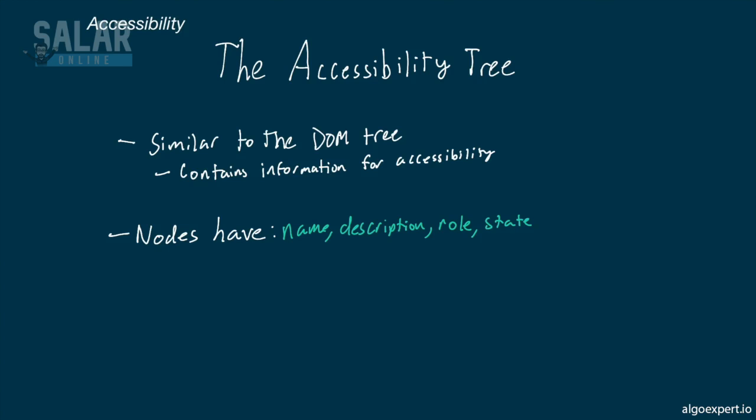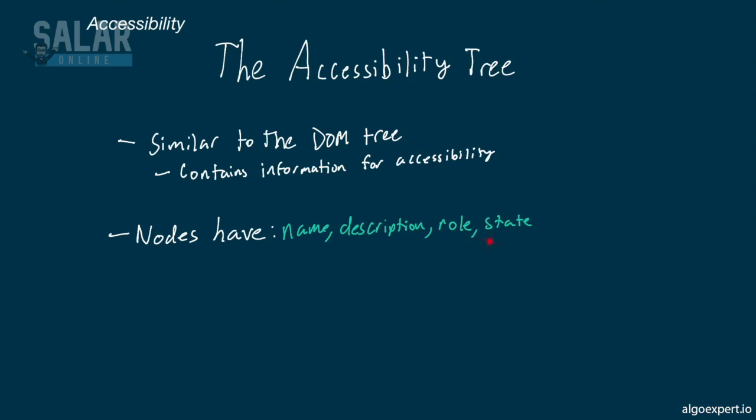Each node in these trees has four main components to it. First, a name, which is oftentimes synonymous with the text content of that node, but not always. The description can provide some more information on top of that name. It's a little bit more detailed for times when we need a little bit more context about the element. Next, the role explains what exactly the node is doing. For example, a checkbox would have the checkbox role.